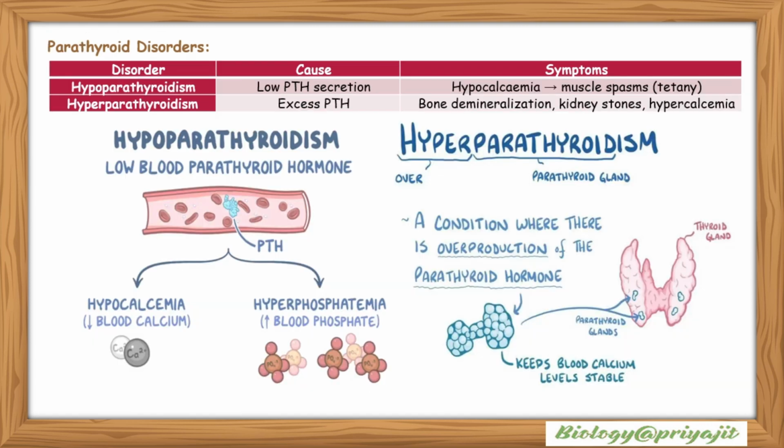Parathyroid disorders: hypoparathyroidism causes low PTH secretion, and symptoms include hypocalcemia, muscle spasms, or tetany. Hyperparathyroidism is caused due to excess parathyroid hormone. The symptoms of the disease include bone demineralization, kidney stones, and hypercalcemia.